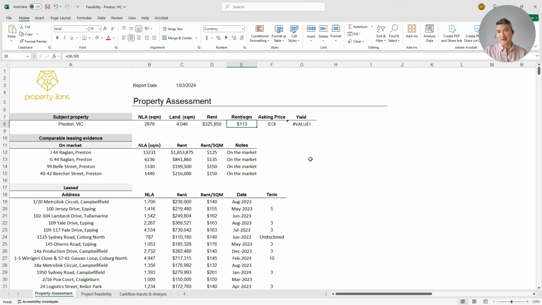Before I get into that evidence, a quick overview on the property. It's a large freestanding warehouse, as per the video. The total building area is about 2,876 square meters, the land size is about 4,046 square meters, and the rental at the time was $325,000 net per annum, which equated to $113 per square meter net. Because it was sold off market, there was no asking price per se, so the vendor relied on us to provide an offer, which is totally fine.